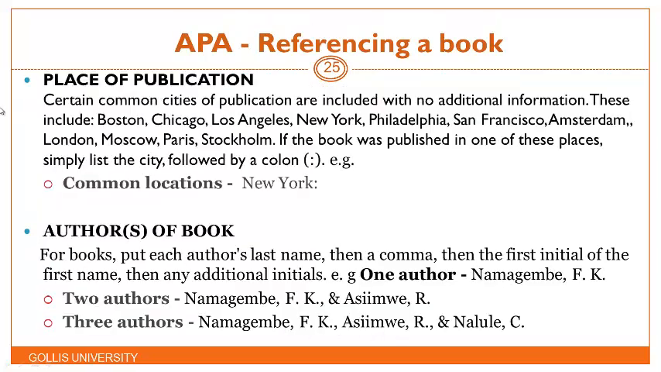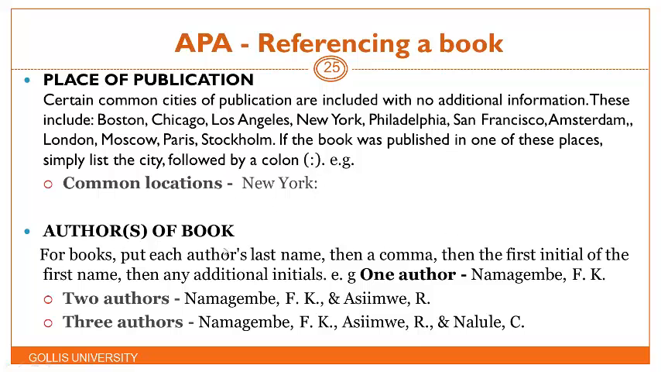Okay? The place of publication, of course, certain cities are common of publication, and they're included with no additional information. These include, for example, Boston, Chicago, Los Angeles, New York, Philadelphia, San Francisco, Amsterdam, London, Moscow, and many others. So if the book was published in one of those places which are recognized or well known for common cities of publication, this is how you're going to do it. You put your city, and then you put the colon. New York, then like that.